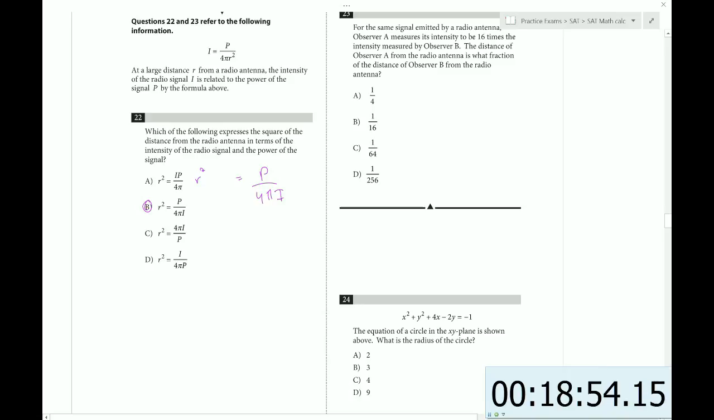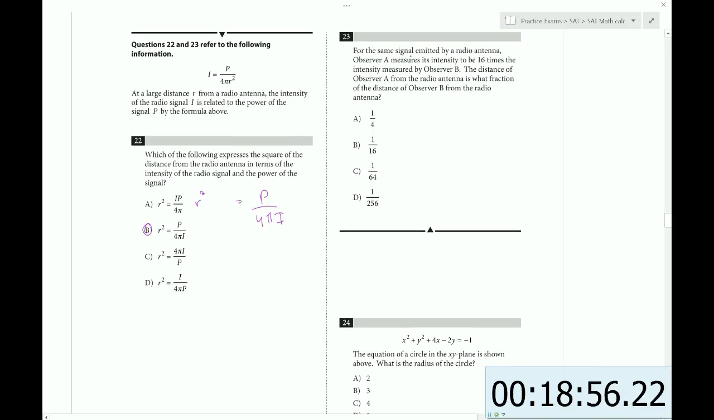That's answer choice B. For the same signal emitted by a radio antenna, observer A measures its intensity to be 16 times what B measures. The distance of A is what fraction of the distance of B? Okay, so we're looking at the relationship between intensity I and distance r. What kind of proportionality exists? Well, it's an inverse square proportionality.